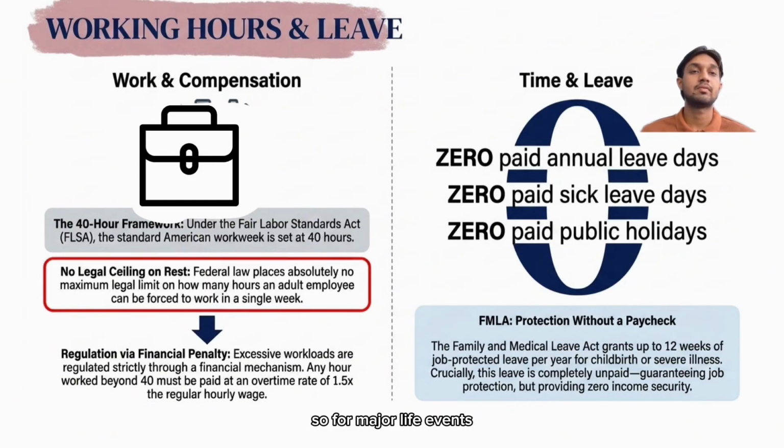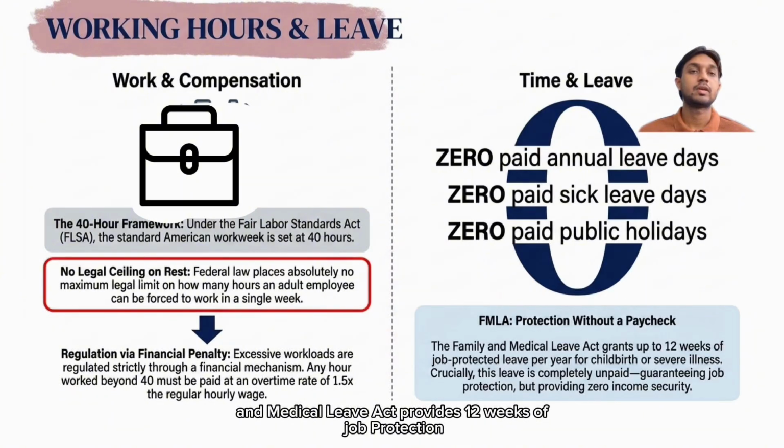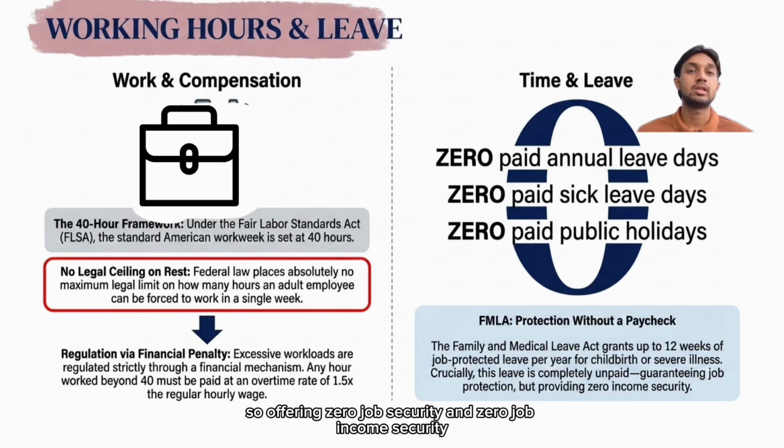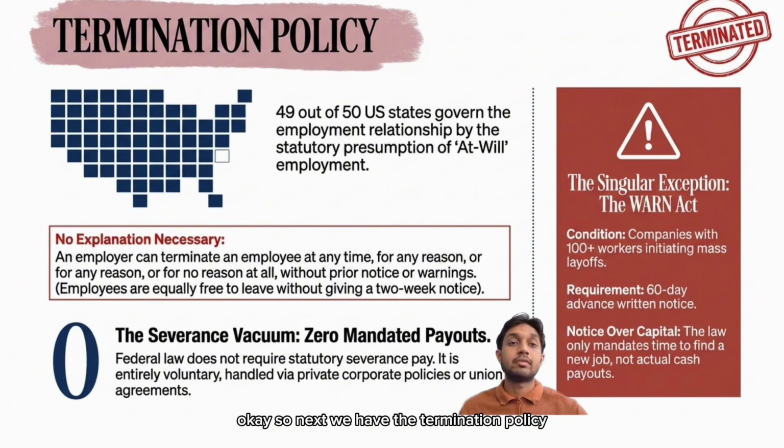So for major life events, the Family and Medical Leave Act provides 12 weeks of job protection, but crucially this leave is completely unpaid, so offering 0 job security and 0 job income security. Okay, so next we have the termination policy.